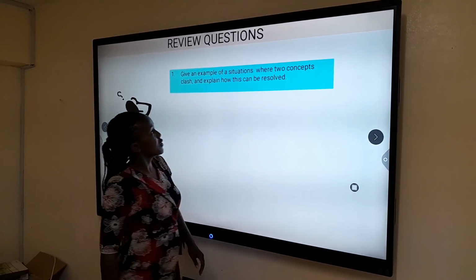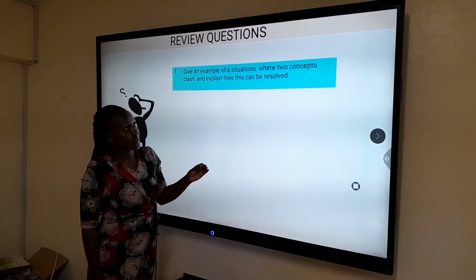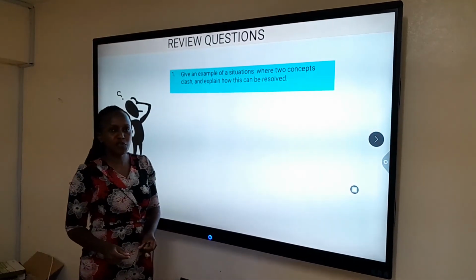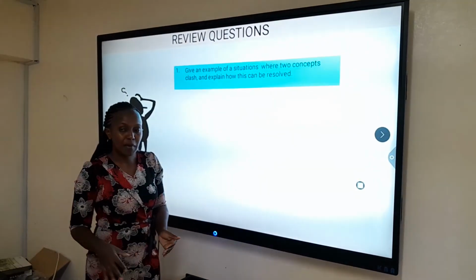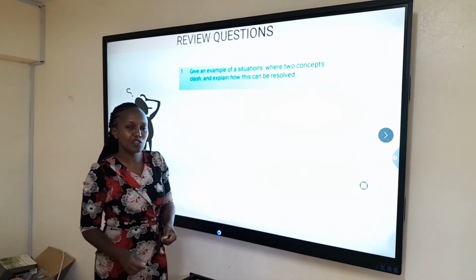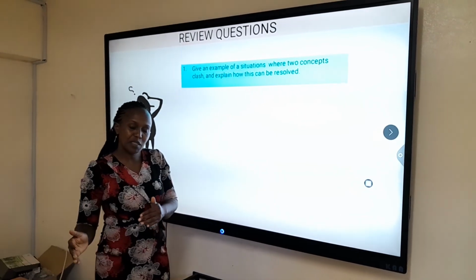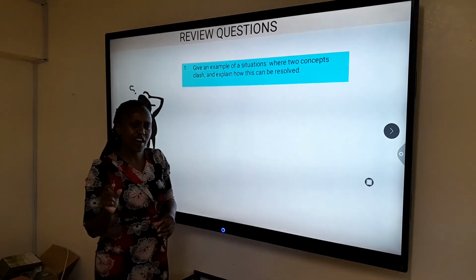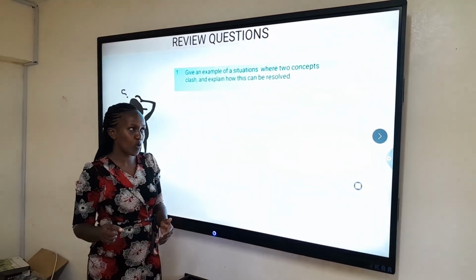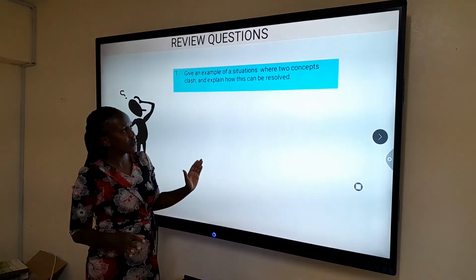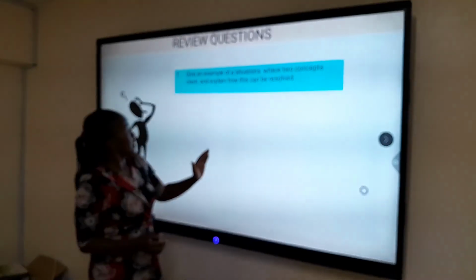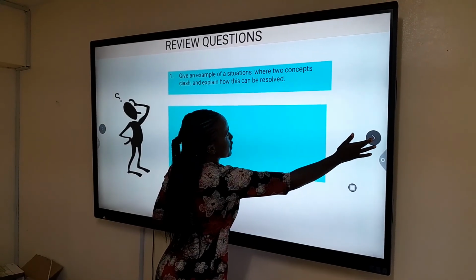Our first question would be, give us an example of a situation where two concepts clash and explain how this can be resolved. I may give an example, where full disclosure and materiality can clash because in some circumstances, while one principle is saying that you should disclose everything, the other principle, materiality, is saying that if an error is too small to affect decision making, then we can continue without worrying about such small errors. So that is an example, but in this case we say that materiality takes the day.